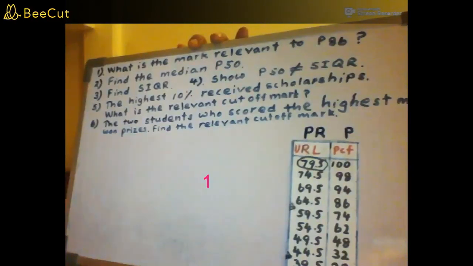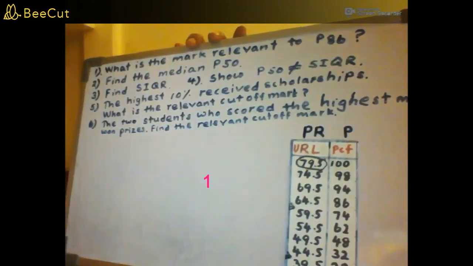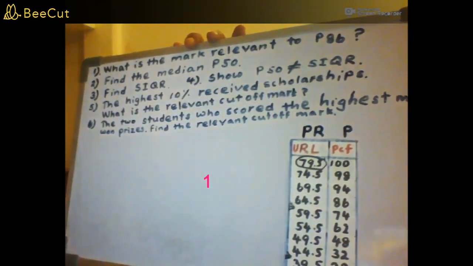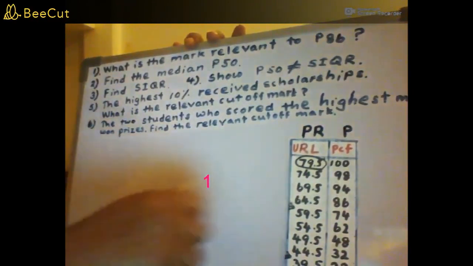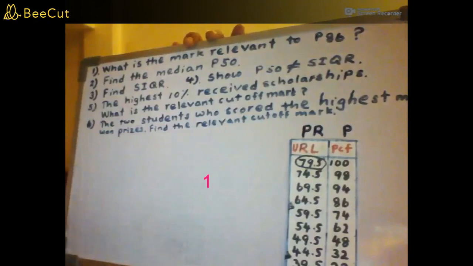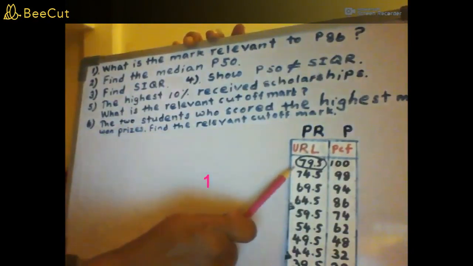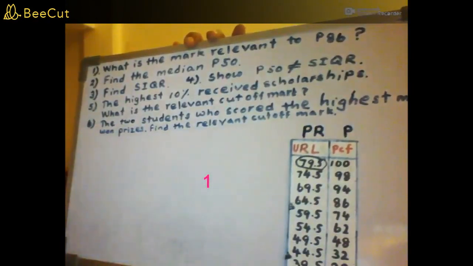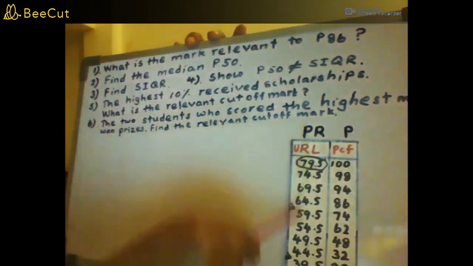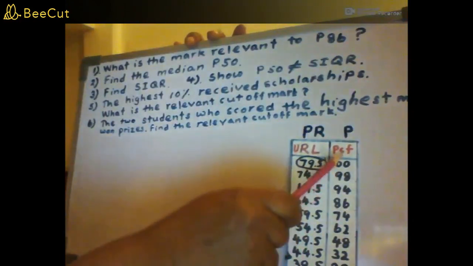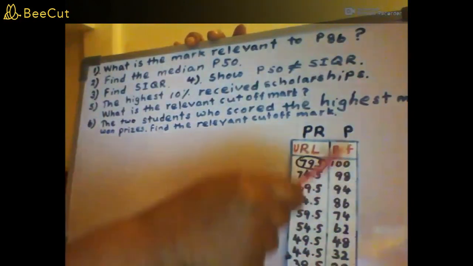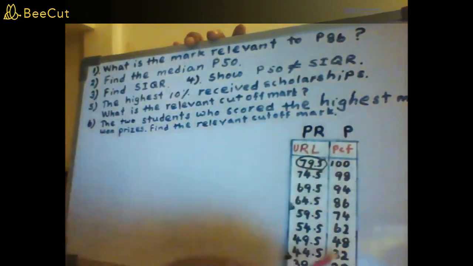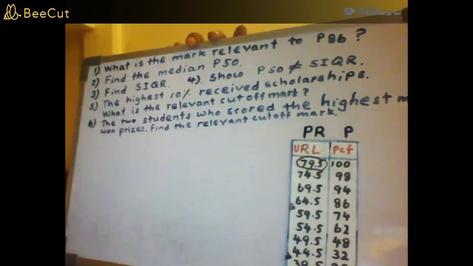In the last session, we discussed how to find the relevant percentage when a particular mark is given. Today we are going to learn how to get a particular mark when a percentage is given. When P is given, we have to find the relevant mark.